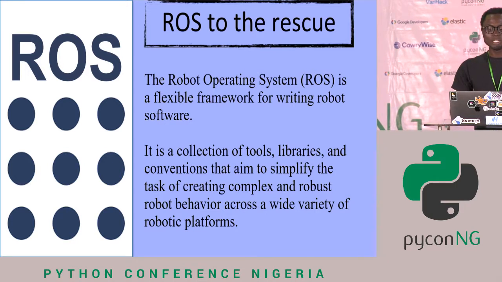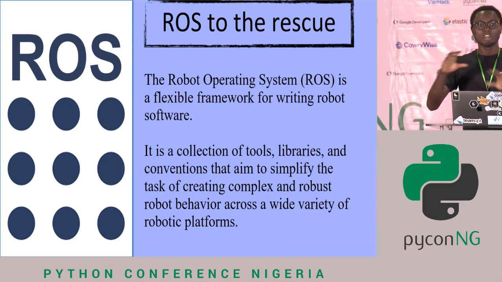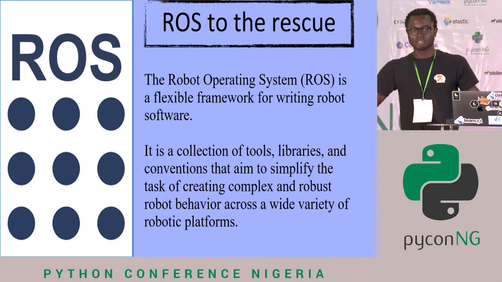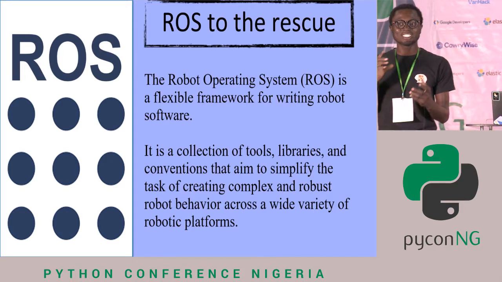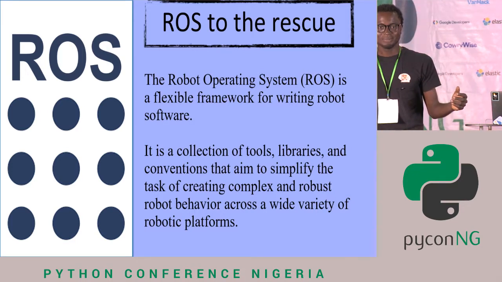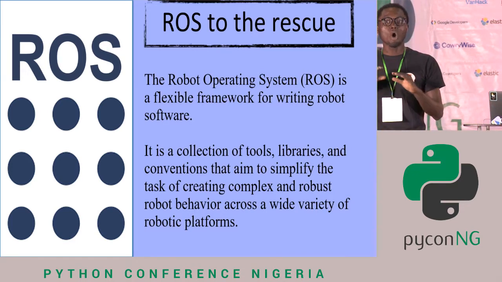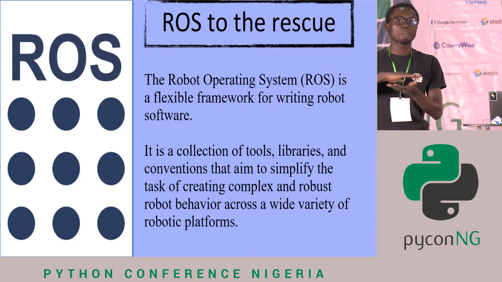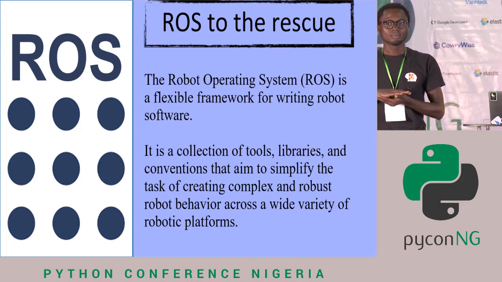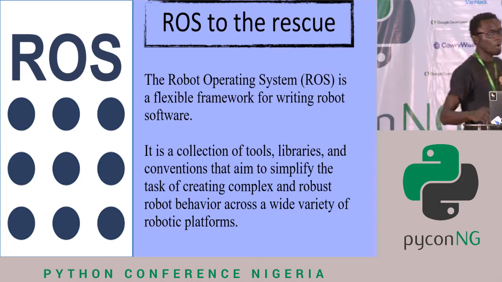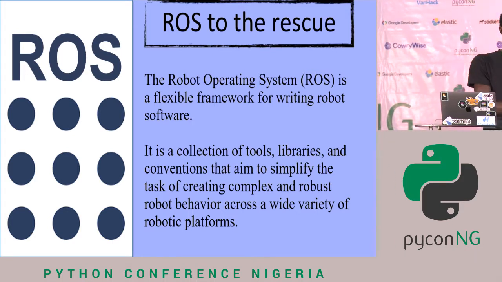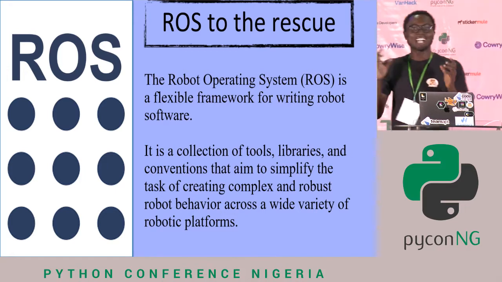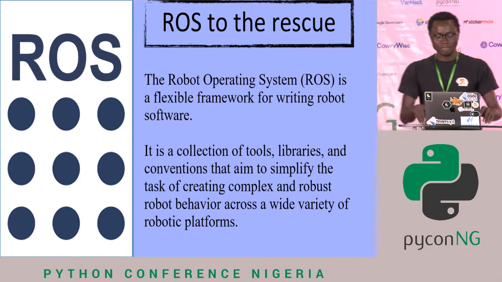ROS is a flexible framework for writing robot software. ROS is specifically made for robots. And mind you, ROS is not an operating system, because it sits on top of your operating system. It just leverages the resources from the operating system to coordinate its own activities to control the robot. That's what it is basically.